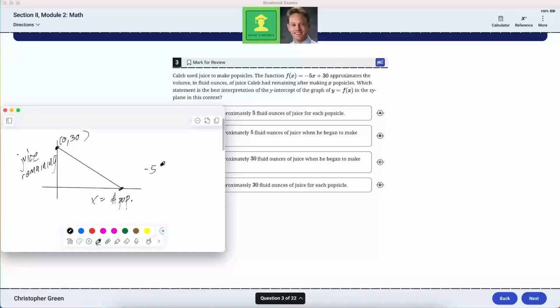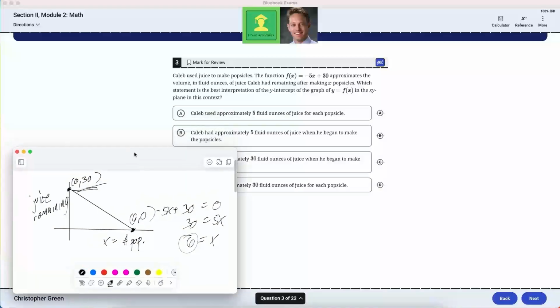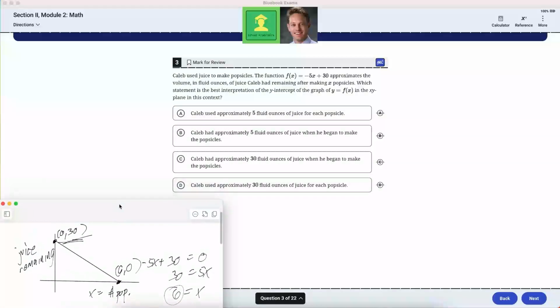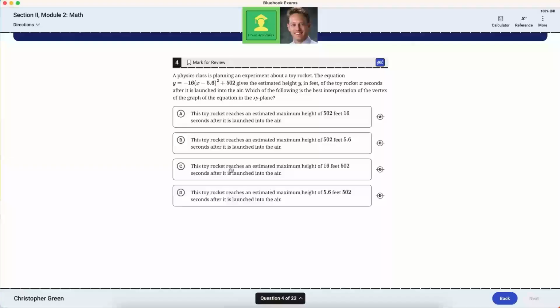And if you wanted to, you could solve for when it comes out to be 0, like this and this and this. So after 6 popsicles, there would be no remaining juice. But the meaning of the y-intercept is effectively the starting point. So I would say in the beginning, 30 units, right?